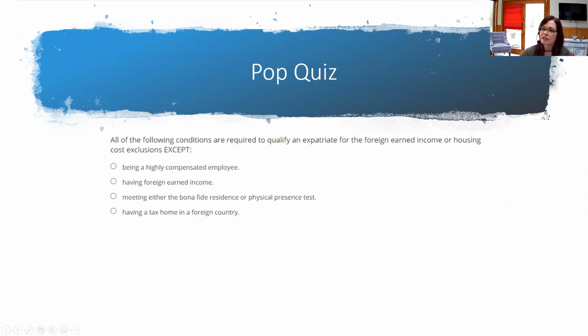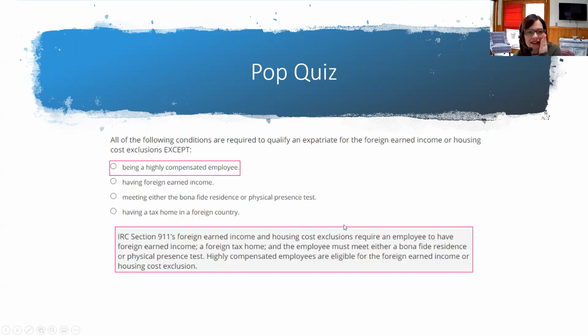Can I get some answers in the chat? You're all scared of foreign income. I get it. Man, and you're right. Yes, it is A, being a highly compensated employee. That really has no effect on if they qualify. So good job, everybody.